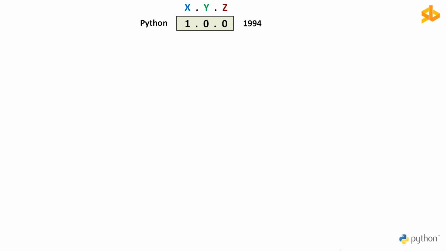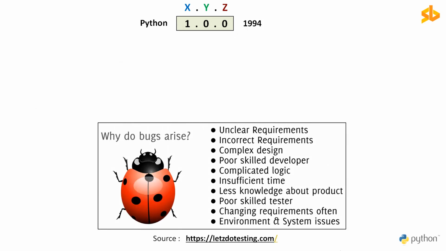Now just like any other software, Python is not without any bugs. There is nothing called a bug-free software. The bigger the software, the more is the scope for bugs. So, identifying bugs and fixing them is pretty common in the software industry.